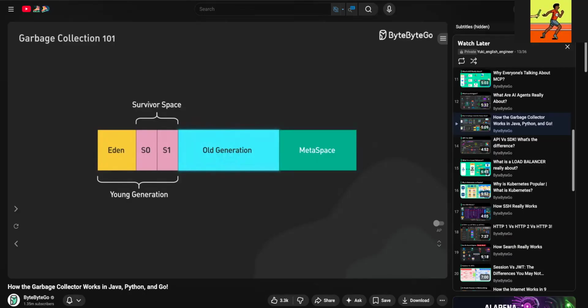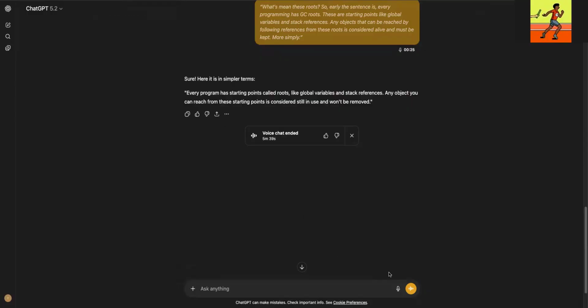Mm, this sentence is very difficult. Hey, ChatGPT, please explain this sentence: if they survive multiple collection cycles, they graduate to the survivor space within the young generation. The rare objects that persist even longer earn promotion to the old generation, where collection happens less frequently but more thoroughly.